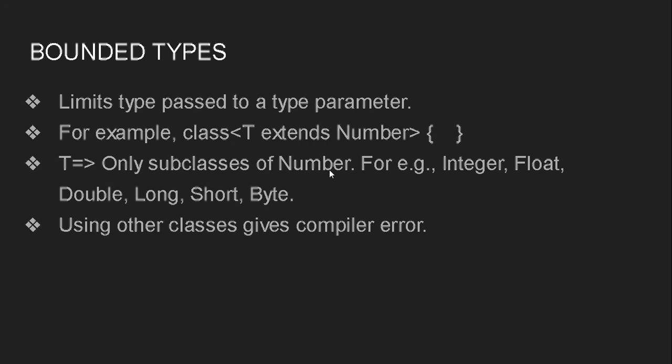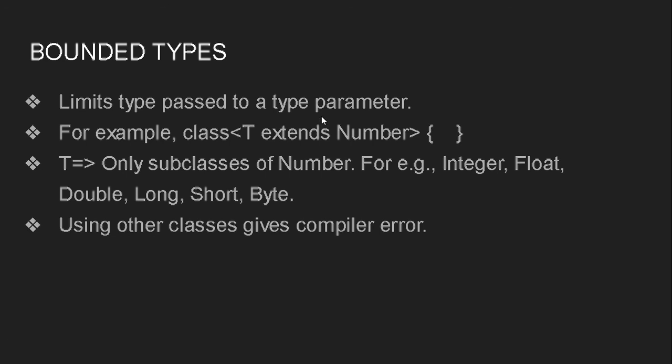This will be more clear when I use the IDE, but right now you just need to assume that T is going to accept only subclasses of Number. For example, we have Integer, Float, Double, Long, Short, Byte. All these are type wrapper classes, and all of these are going to be accepted by T. T can be replaced by any one of those 6 classes. So this is the thing which you need to keep in mind.